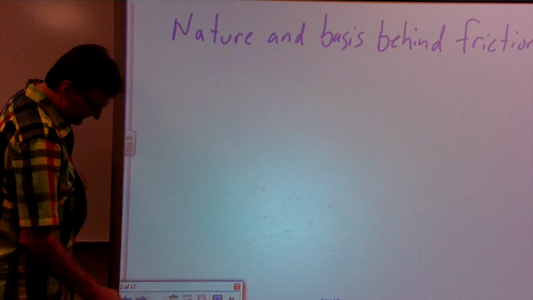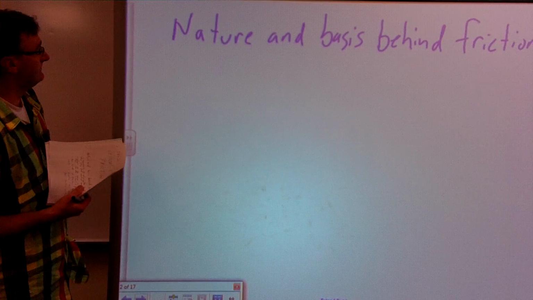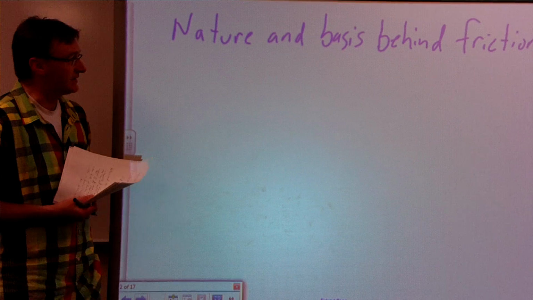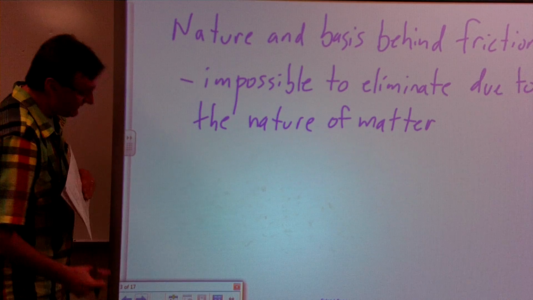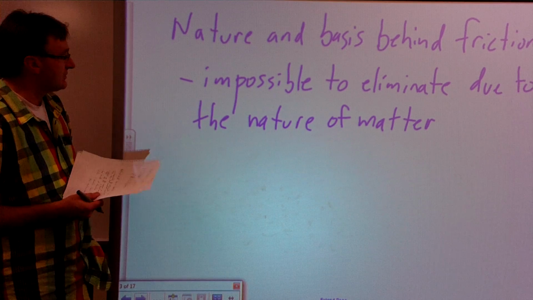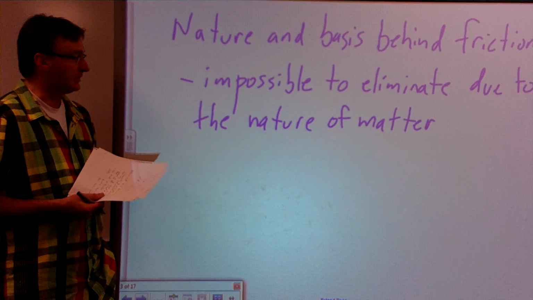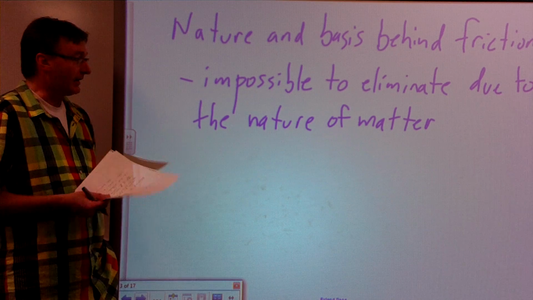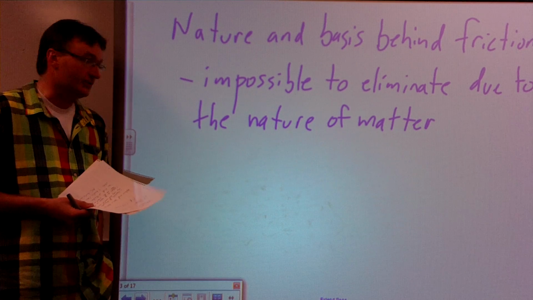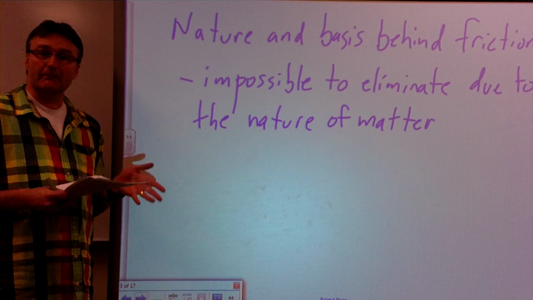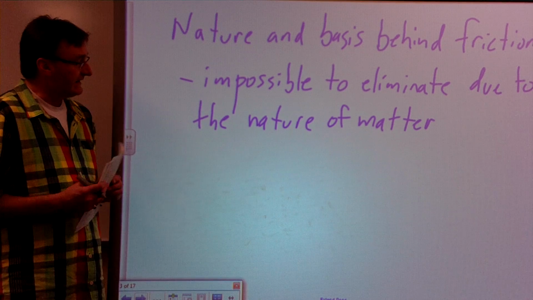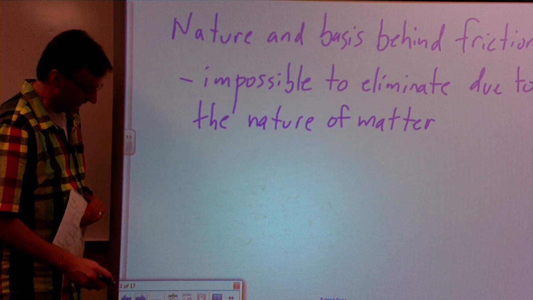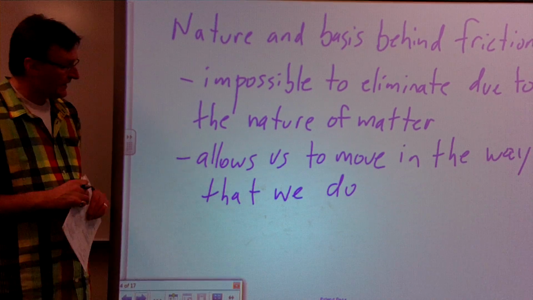And so we will look at friction in a little bit more detail, and more specifically the nature and the basis behind friction, and the fact that friction is practically impossible to eliminate in our world due to the nature of matter. No matter how highly polished you make two surfaces, there will always be some friction between them. And that's just the nature of the way matter was created, and we'll look at that in a little bit more detail in just a minute.